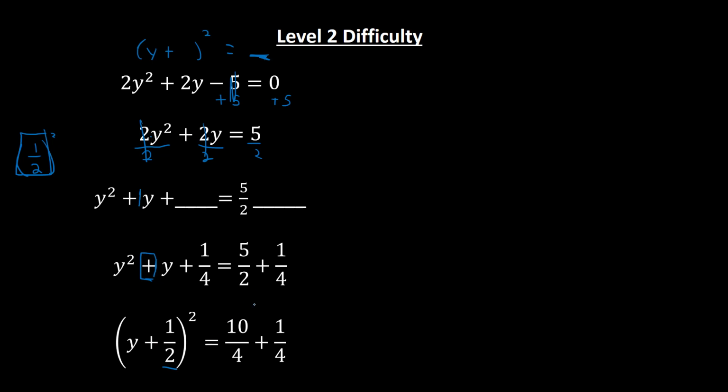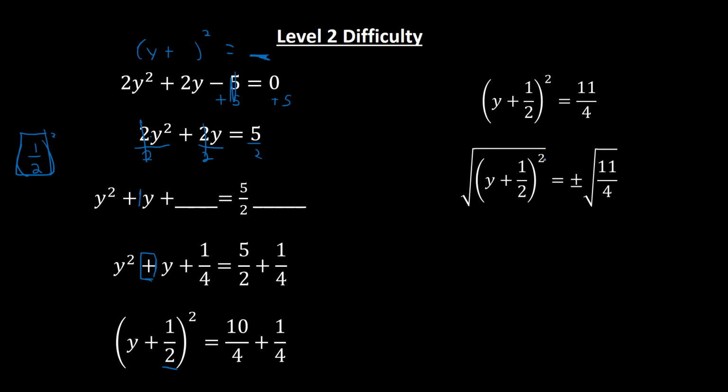Okay, and then on the right side, I need to add 5/2 plus 1/4 by getting a common denominator. So I've done that as well in this step, where I converted 5/2 into 10/4. So from here, I can combine 10/4 and 1/4 to get 11/4. And then I need to get rid of the squared by taking the square root of both sides. When I take the square root, this will cancel or undo each other.